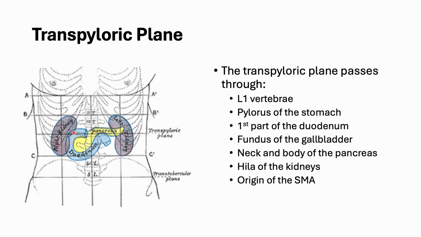You have the fundus of the gallbladder, which you can't see the gallbladder at all here. Then you have the neck and body. So, like, the neck would be over here, body of the pancreas. This is more of like the tail. You have the hila of the kidneys, and then the origin of the SMA, which, again, you cannot see here.